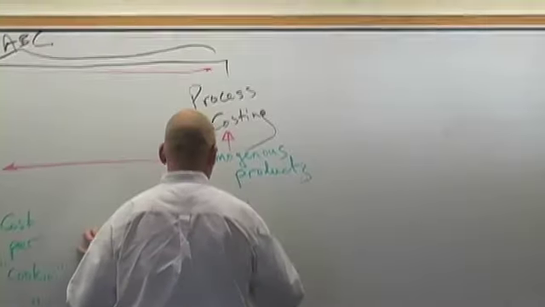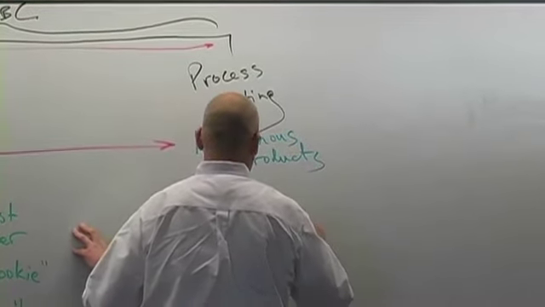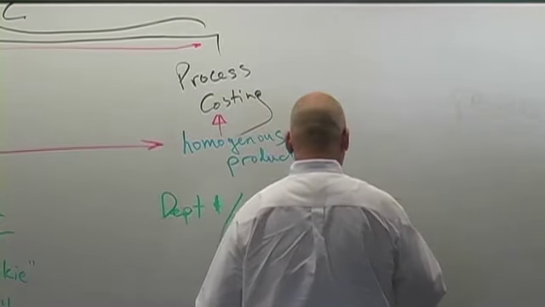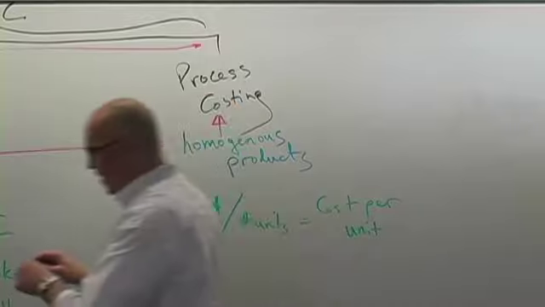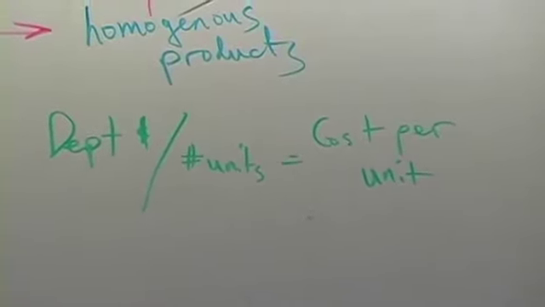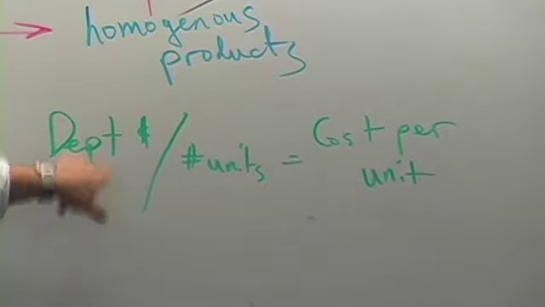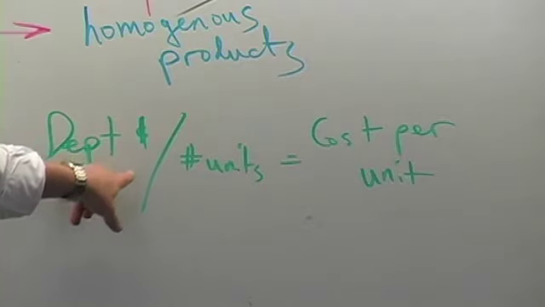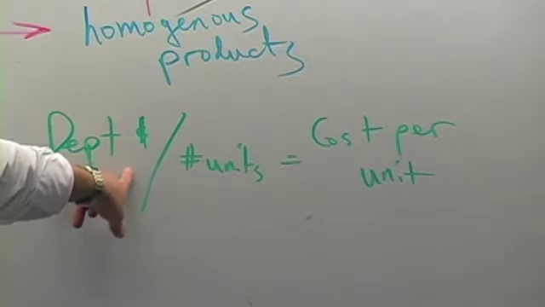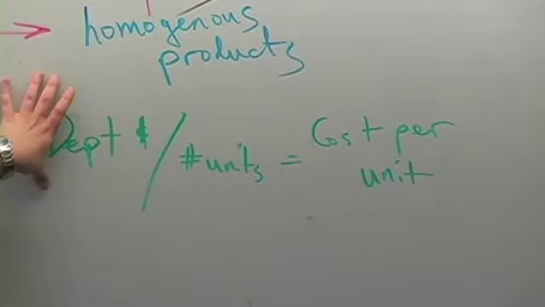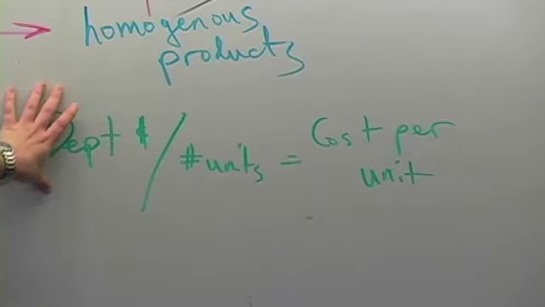Department costs divided by number of units equals cost per unit. So here, the primary difference is, with job order costing, we accumulate cost by job and then divide by number of units to calculate cost per unit. For process costing, we don't accumulate cost per job because jobs don't exist in process costing. We instead accumulate cost by department, divided by number of units equals cost per unit. And this is the most simple calculation of all of them.